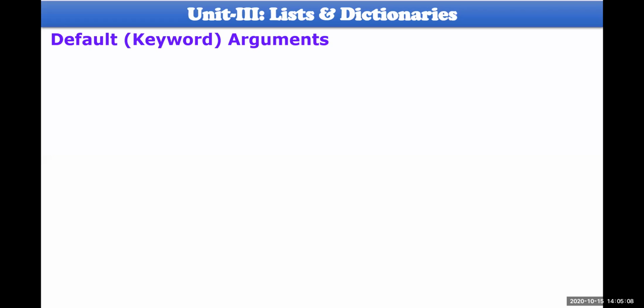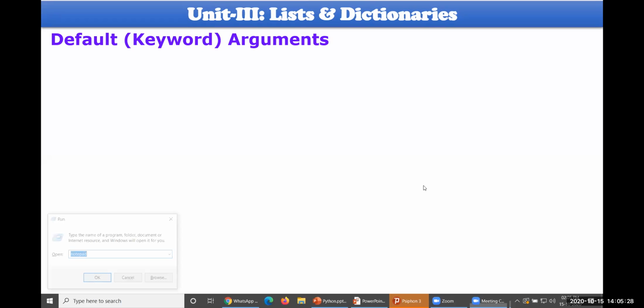Default parameters or default arguments of functions. Why default arguments, and what is the importance of default arguments in any programming language? This is the agenda today, and the top-down approach also. We would like to discuss something about the top-down approach also.